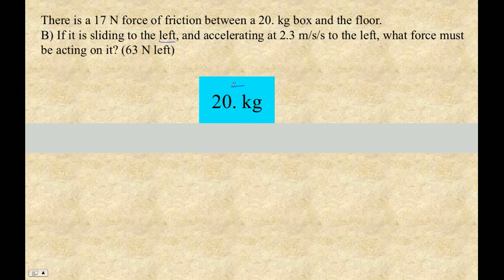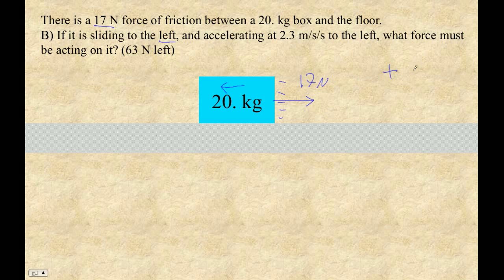This is key here. Now if the box is sliding to the left, if it's moving to the left here, that means that the friction force is to the right. So this 17 Newton force always opposes the motion. So I'm going to draw a little 17 Newton force there.